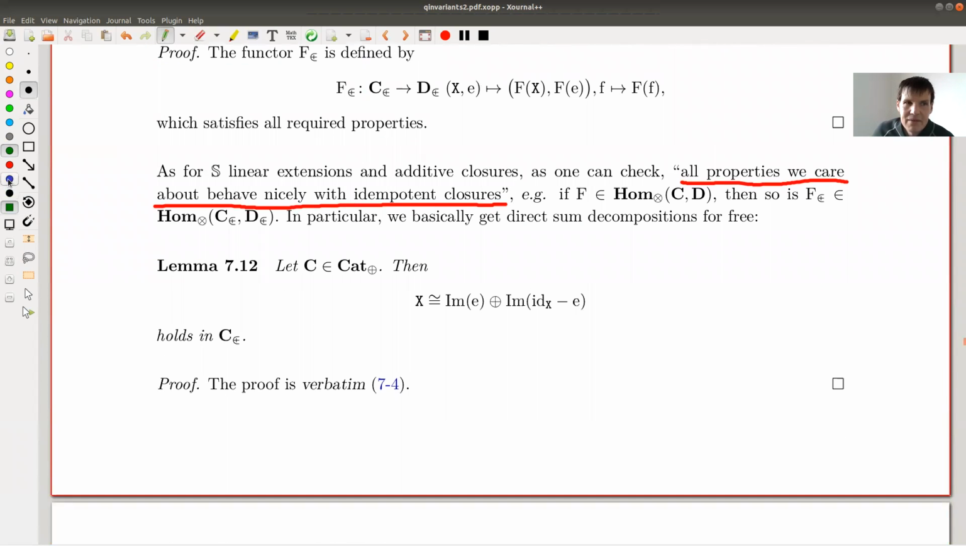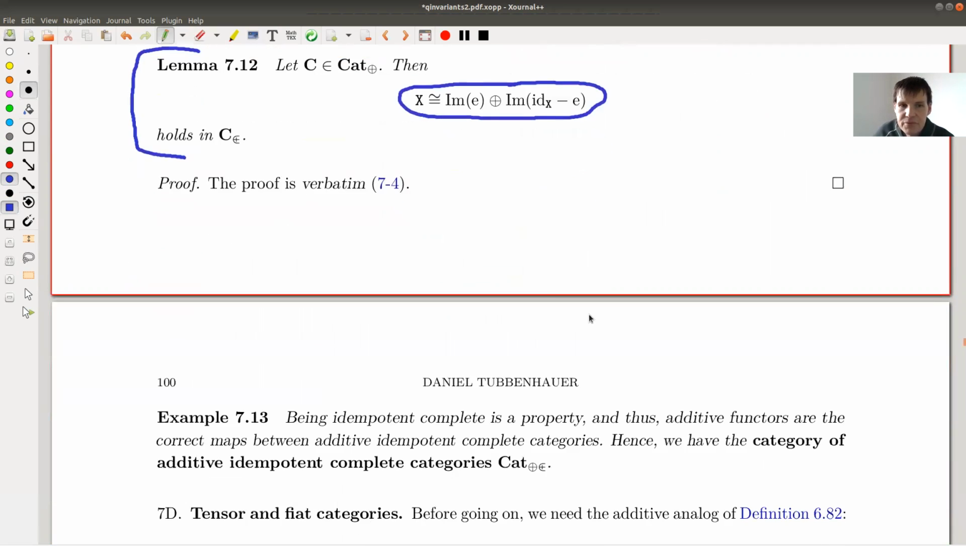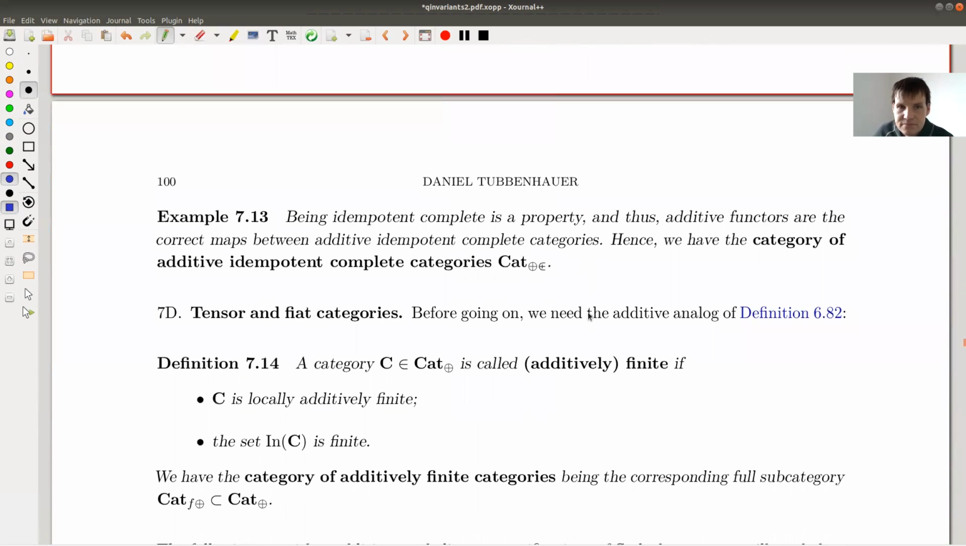Yeah, okay. There's not much to say about this lemma because I already said it. In the idempotent completion, you can actually write X as the image of, so you get this direct sum decomposition. Okay? That's what we wanted. Being idempotent complete is a property.